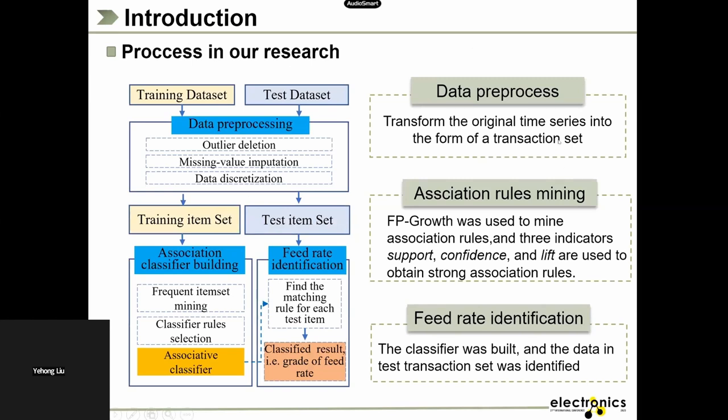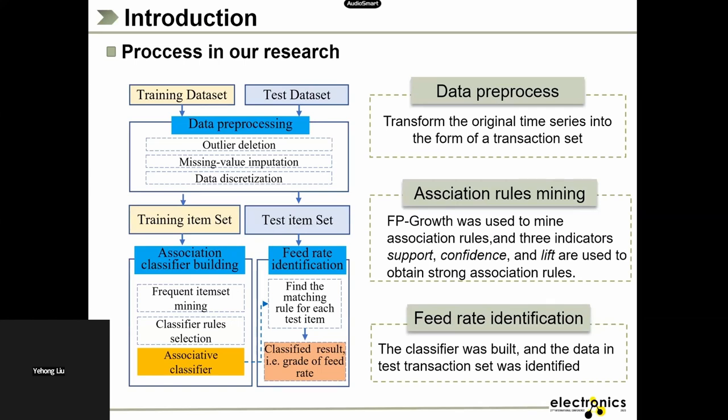Our research can be divided into three main parts. Firstly, during the pre-processing stage, we focused on discretizing the time series data we collected. This transformation allows us to convert the time sequence into transaction sets, which are essential for effective implementation of the association rules algorithm.